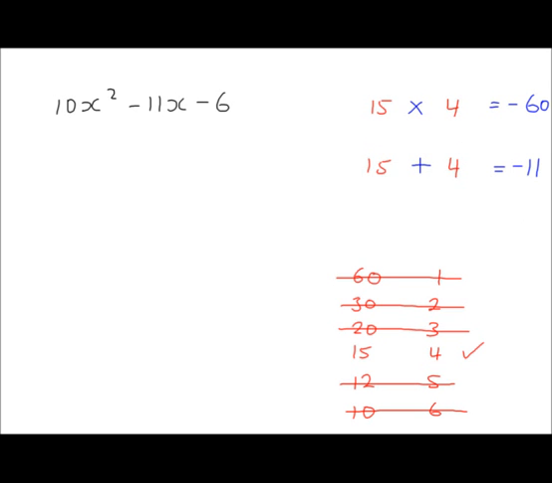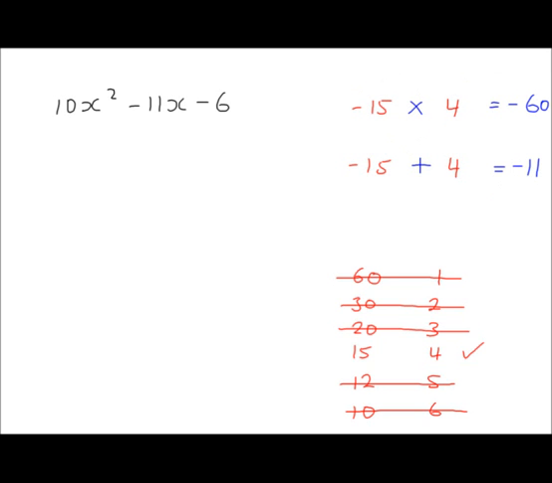Now we need to check the signs. There's a minus 11 here. So minus 15 plus 4 will give minus 11. I need the same numbers. So if that's minus 15, this should also be minus 15. Minus 15 times 4 will give minus 60. So these do work.